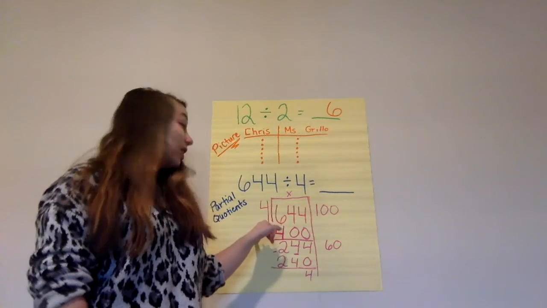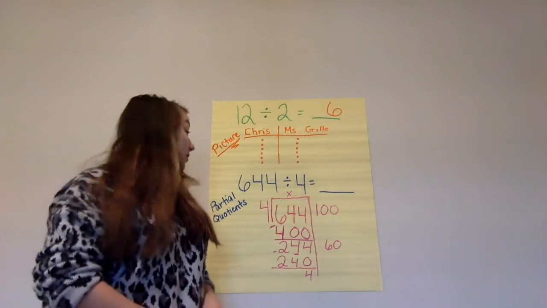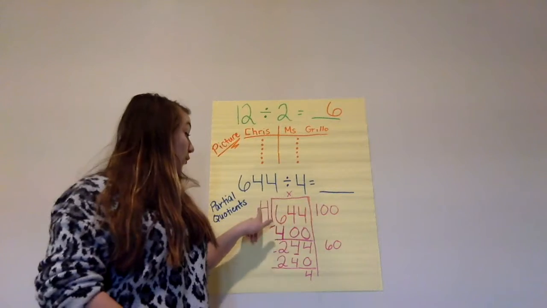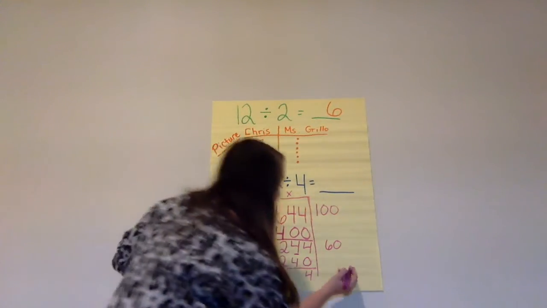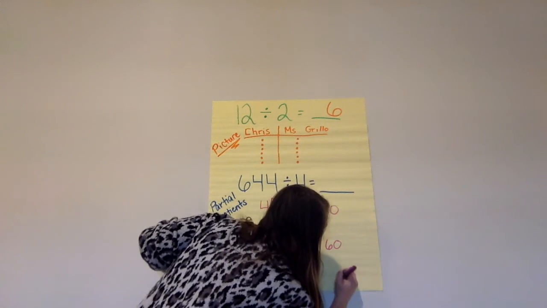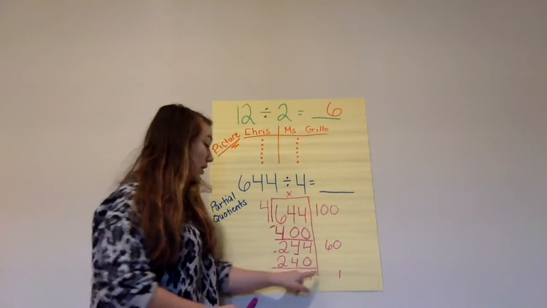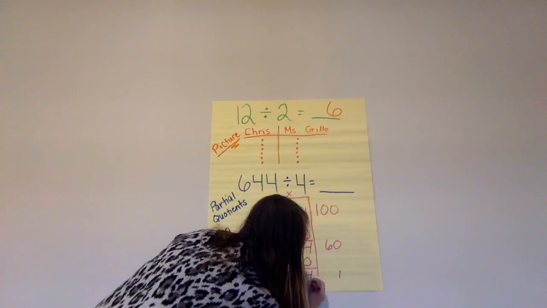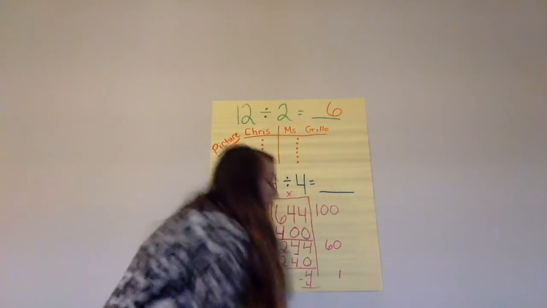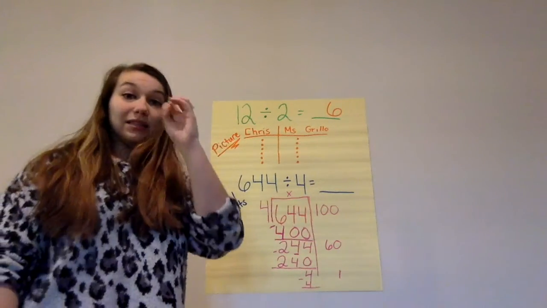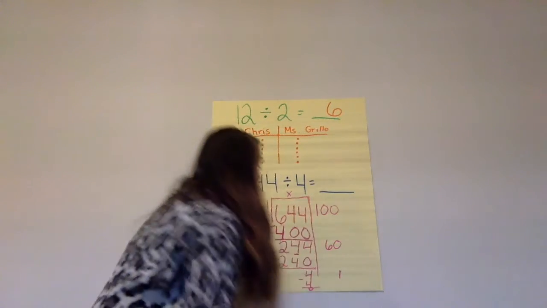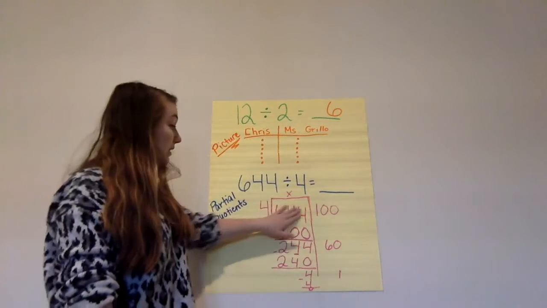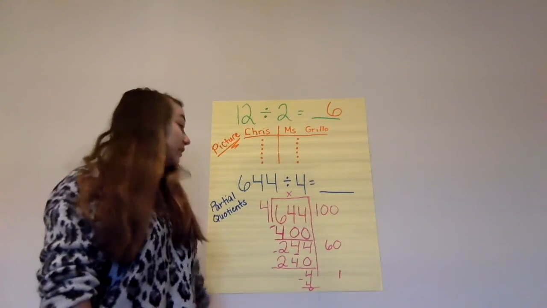Because we know 4 goes into 4. So how many times does 4 go into 4? Once. Very good. 4 times 1 is 4. And 4 minus 4 is 0. All right, so we have gone from 644 to 0.